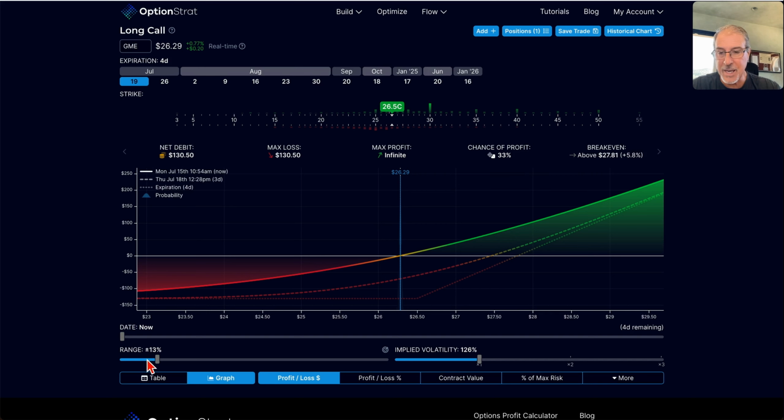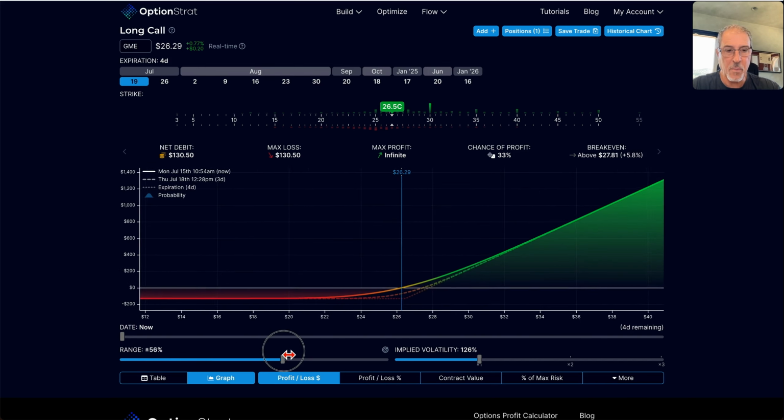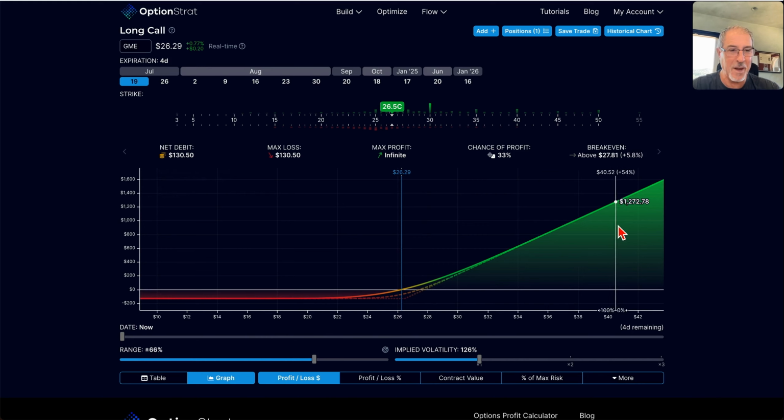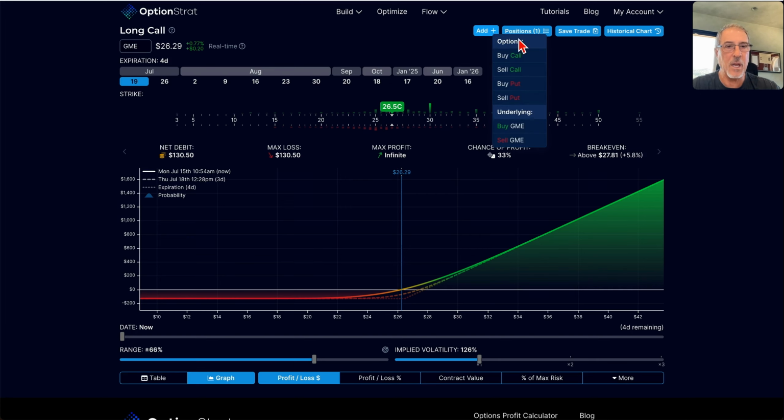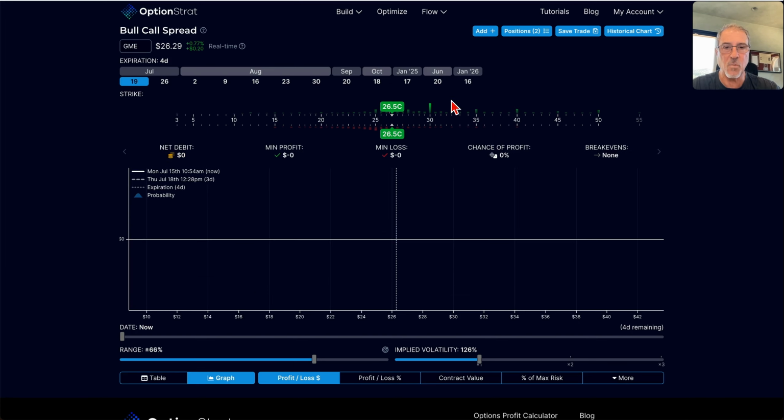I mean, if this thing did, in fact, go up like they were expecting, if this thing went up to 40, that would be a huge return on my $130. But I kind of feel like I want to hedge my bets a little bit here. I don't want to necessarily spend that much money, so I don't want to just buy this long call. So let me go and sell a call against that as well. So I come in here and I'm going to sell a call as well.